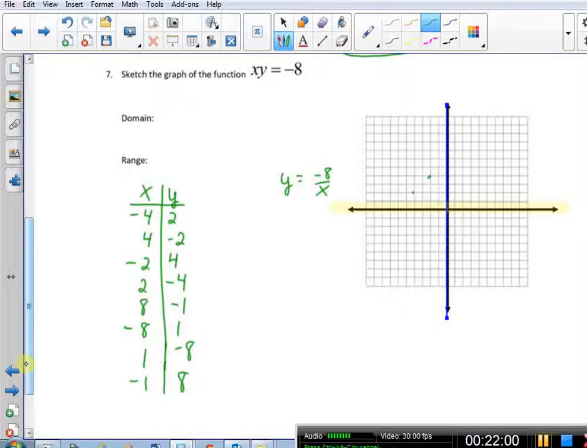Now we're just in different quadrants when we make the constant negative. So we're going to now have those asymptotes be along the x and y axis again. And then when we plot over here, so there's the graph. The domain is x not equal to 0. The range is y not equal to 0. There's no way I can have x be 0 and have it multiplied by something equal to -8. Same thing with the y. Okay.